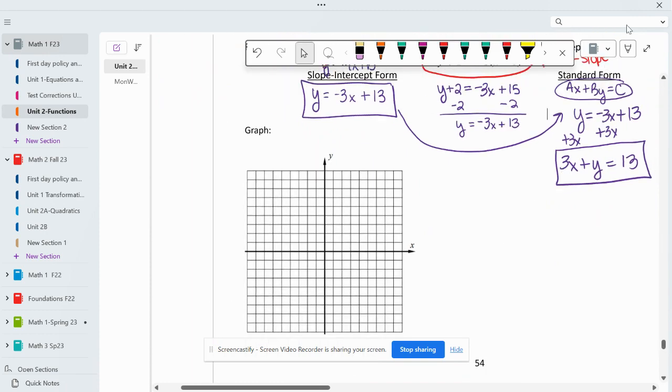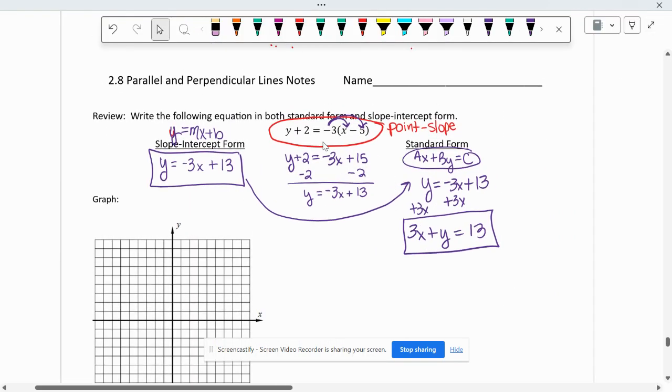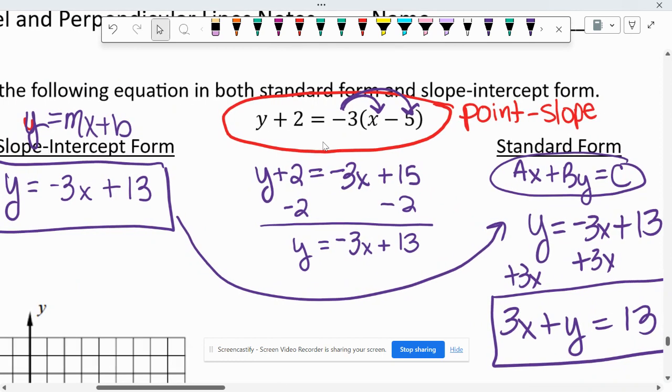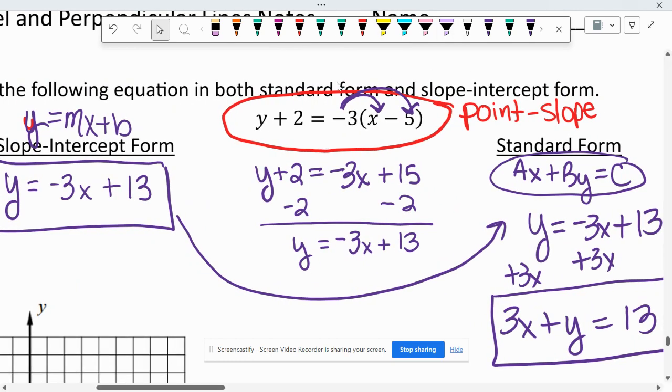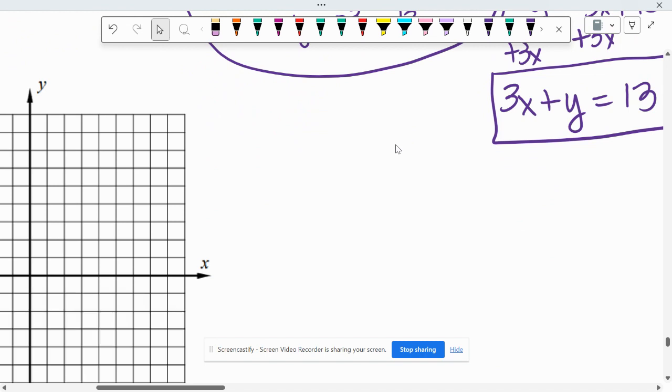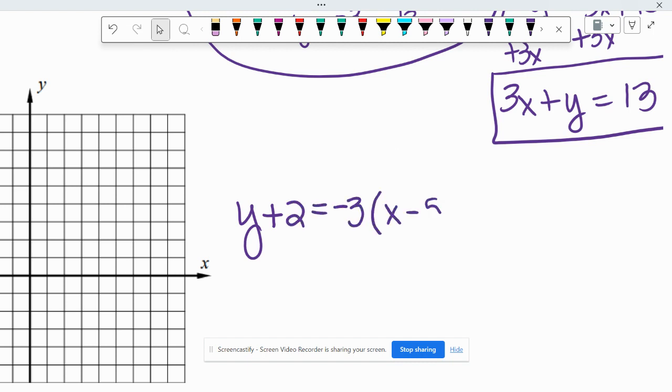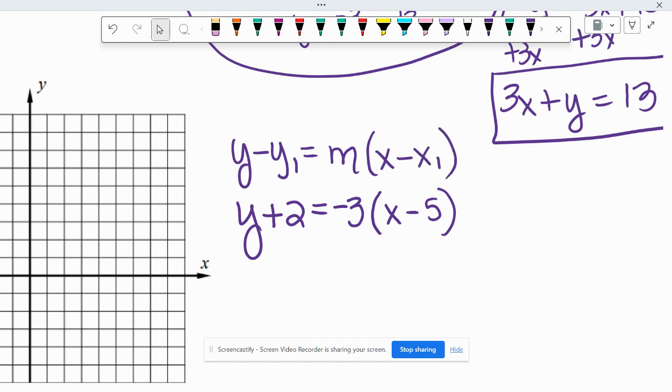So we're going to graph these equations. I don't think that we talked about graphing from point slope form yesterday. So I'm going to take the point slope form of the equation and write it down here, and that's really what I want to graph. I want to graph y plus 2 equals -3 times x minus 5. Remember point slope form: y minus y1 equals m times the quantity of x minus x sub 1.